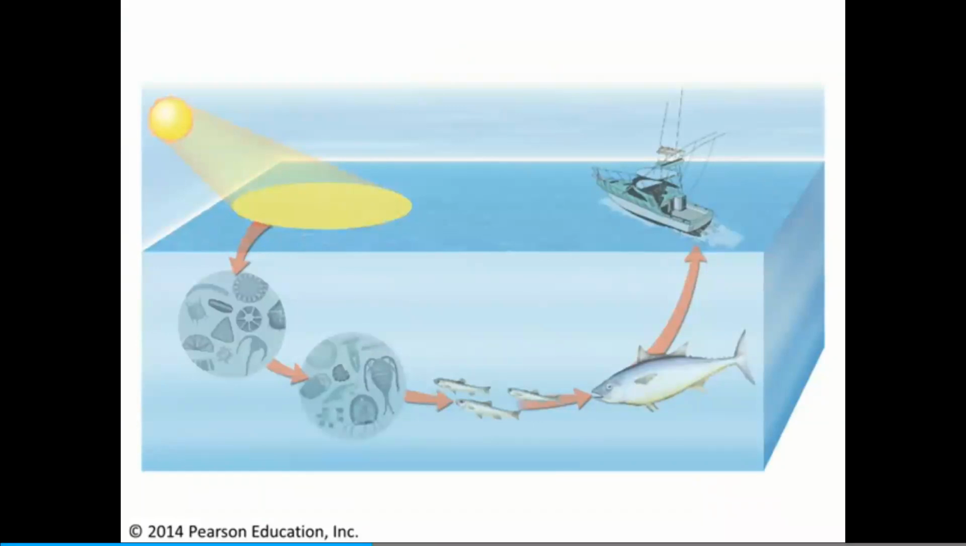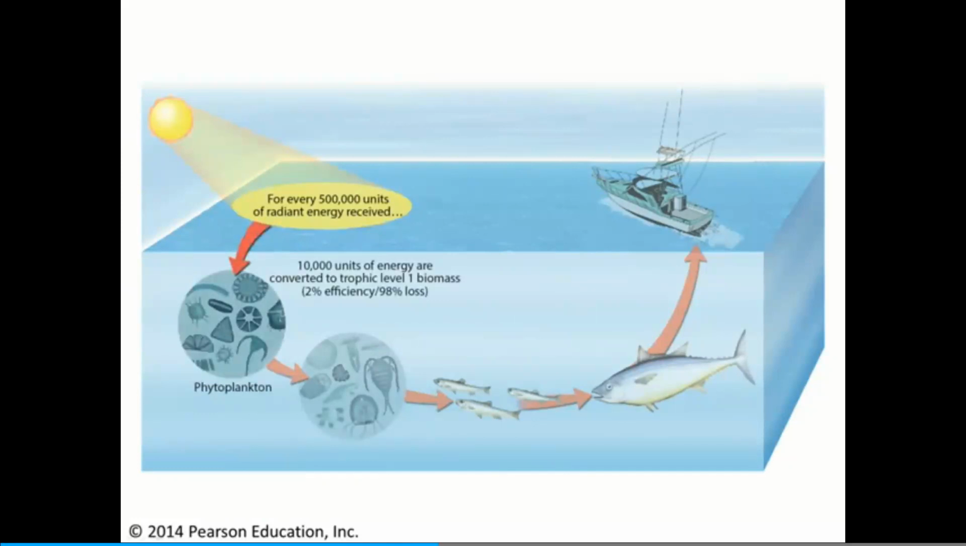The sun shines on the ocean surface. Let's say that it puts out 500,000 units of energy. And some of that energy is captured by the phytoplankton, but they don't capture all of it. They capture only about 10,000 units of energy. So that is a 2% efficiency. That 10,000 is 2% of the 500,000 we started with, which means 98% of that energy was not captured.